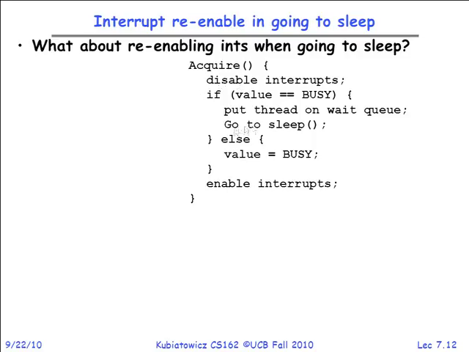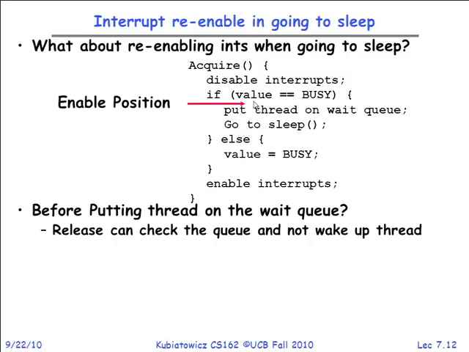So we might say, well, what if we re-enable here? Why is that a problem? Well, we found that the value's busy. Okay, fine, we re-enable here. And meanwhile, at that point, somebody else wakes up, releases the lock, comes back, and we put ourselves on the wait queue even though the lock is free now.